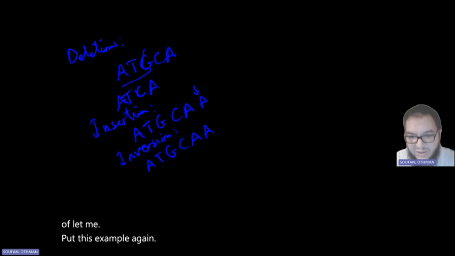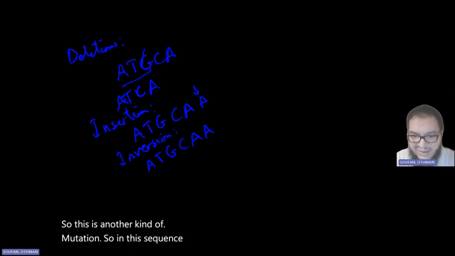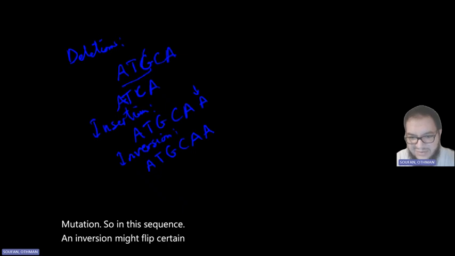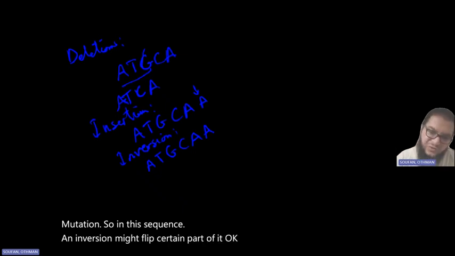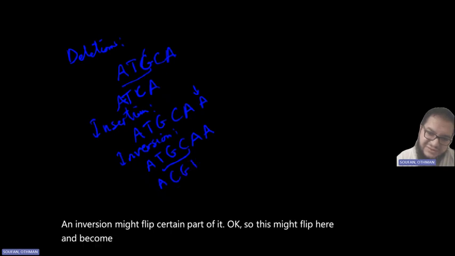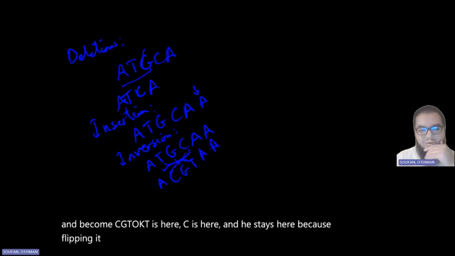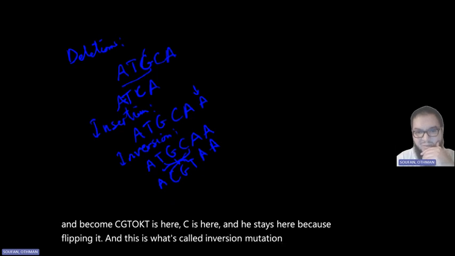So this is another kind of mutation. In this sequence, an inversion might flip a certain part of it, okay? So this might flip here and becomes CGT. T is here, C is here, and G stays here because of the flipping. And this is what's called inversion mutation, okay?